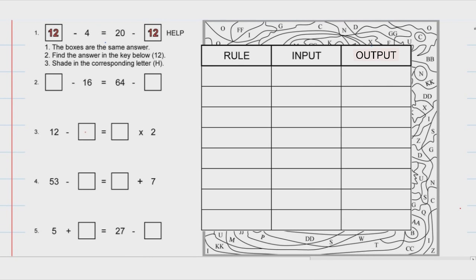You're working on problem number 3, and 3 says 12 minus a box equals a box times 2. Let's use our mathematical reasoning or our math brains to help us make a guess. First off, I can tell you the answer is going to be bigger than 0. And you might say, why does it have to be bigger than 0? Well, 2 times 0 is 0. And there's no way I can put a 0 here and get 0. So we know the answer is going to be bigger than 0.